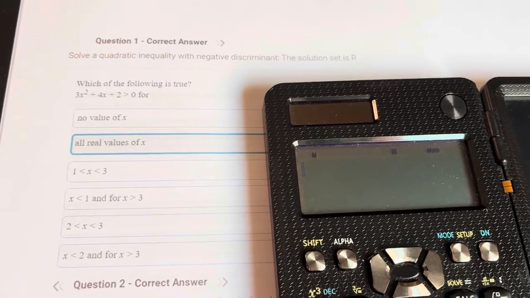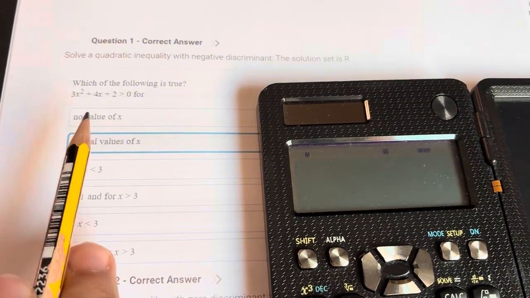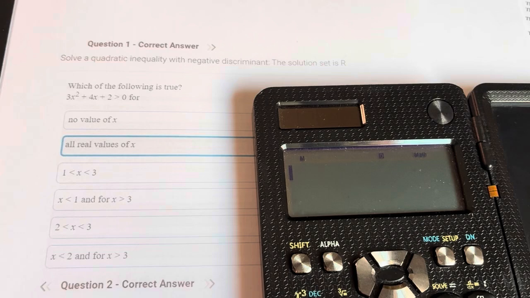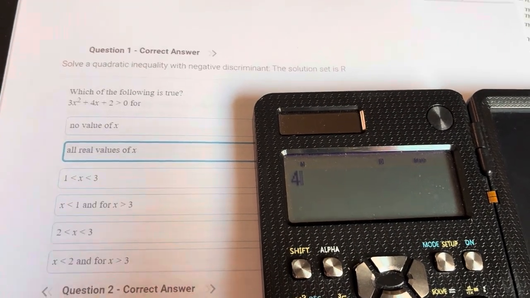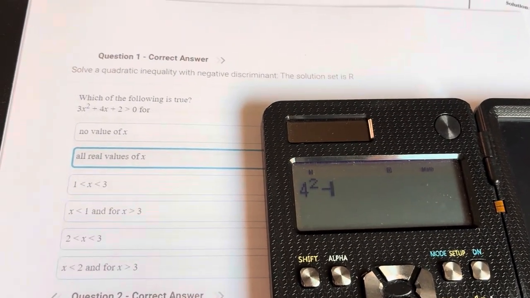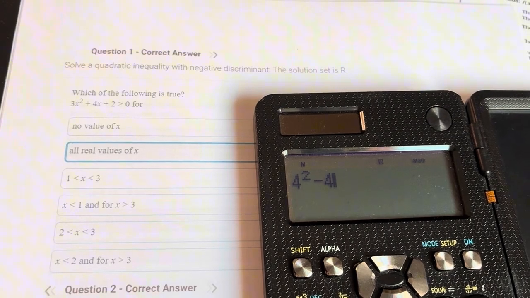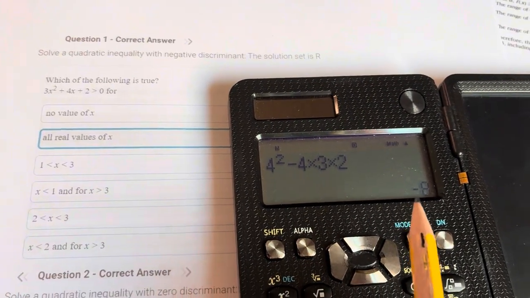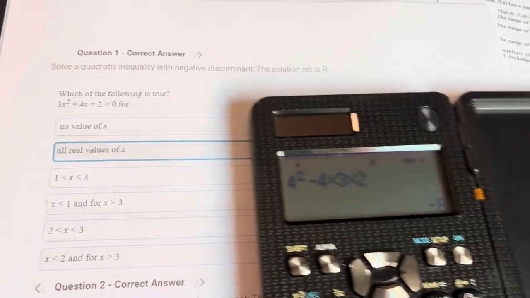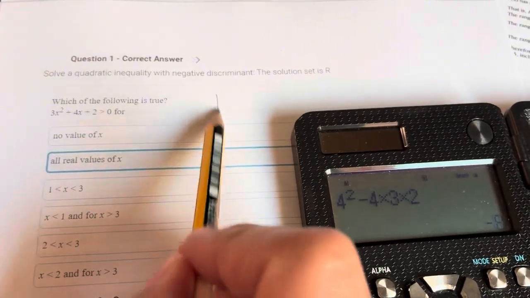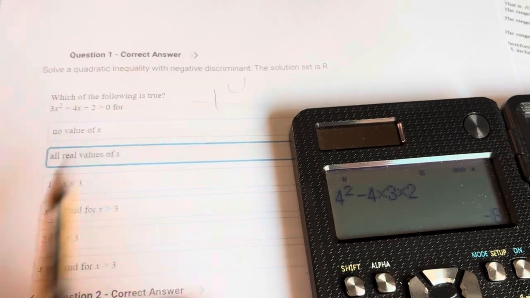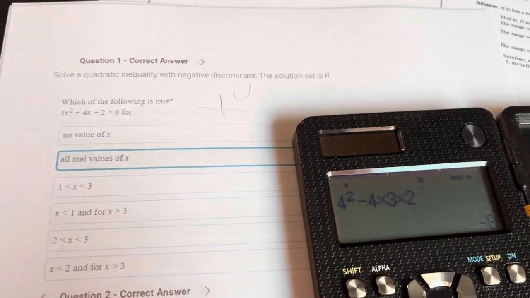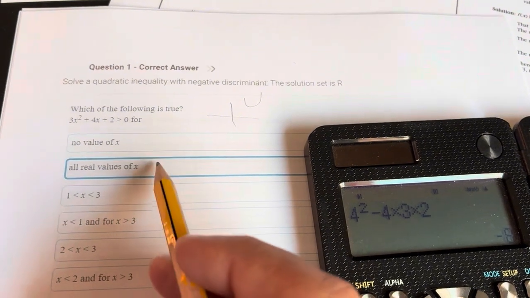So, course practice question 1. Which of the following is true for this quadratic equation: 3x squared minus 4x plus 2 greater than 0? First I will get b squared minus 4ac. b squared is 4 squared minus 4, a is 3, c is 2. So this is equal to minus 8. Minus 8 means this is complex. So your curve is something like this. So this is greater than 0 for all the values of x.